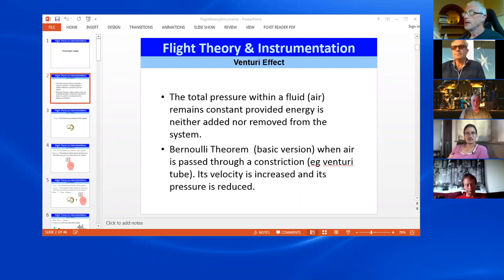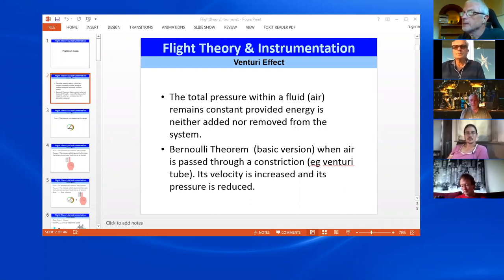Bernoulli basically says that when air is passed through a constriction, e.g. a Venturi tube, its velocity is increased and its pressure is reduced. So if you pass something through a constriction, it speeds up and its pressure goes down.